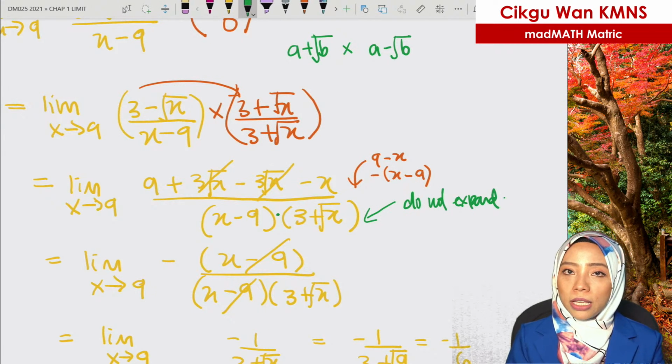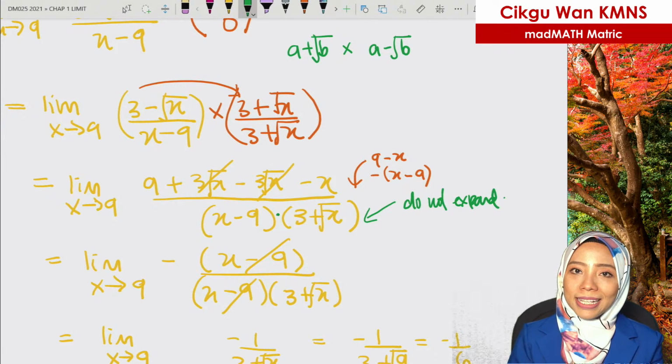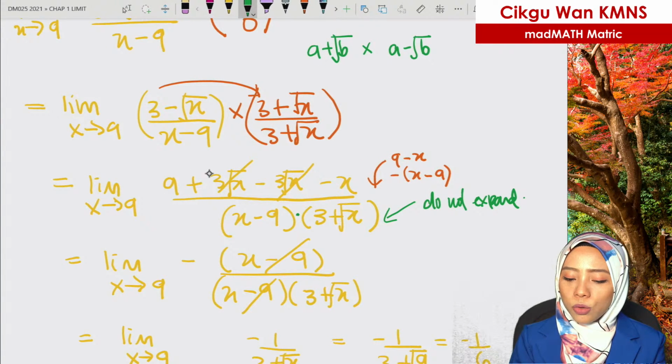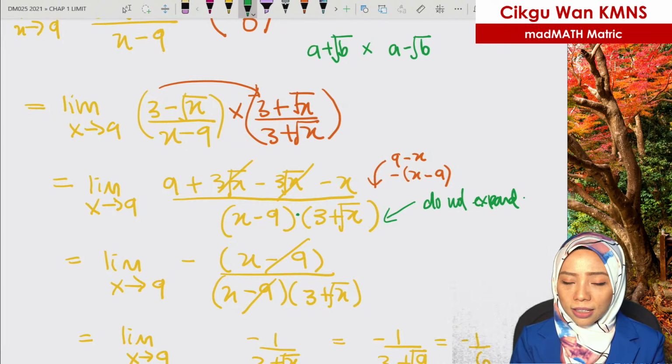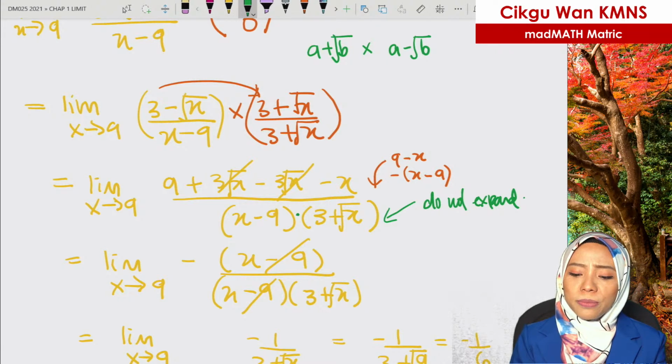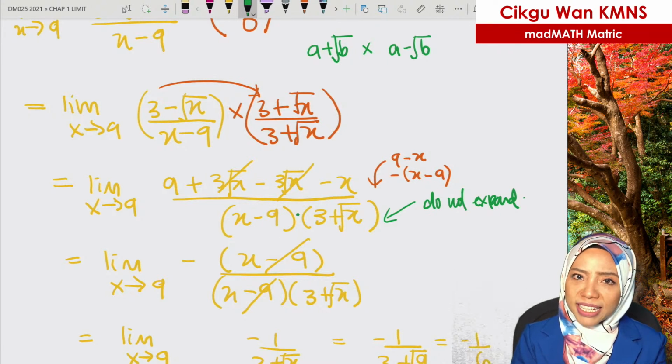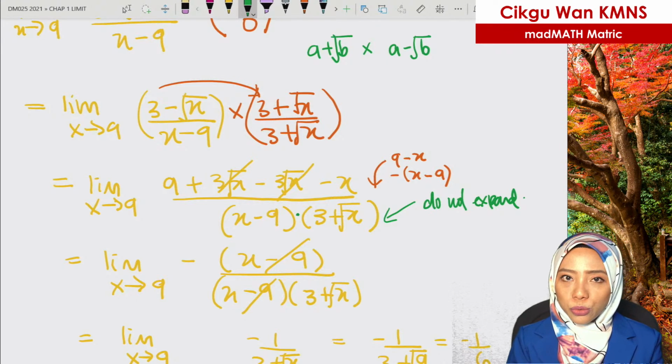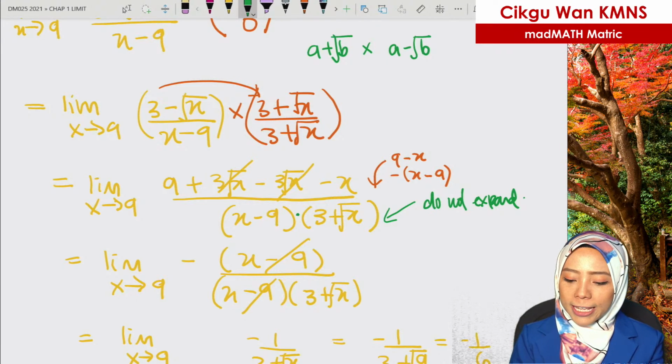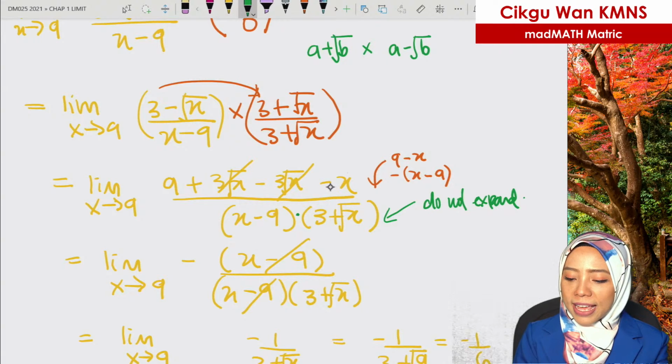Because the reason that you conjugate is you want to cancel out. So, if you want to cancel out, you cannot expand. You have to factor. You have to remain the function as a factor. Like in this case, at the top I have 9 minus x, but at the denominator I have x minus 9. So what I have to do is factorize the negative x.